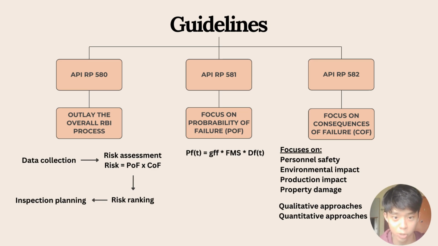It outlines an equation, which is PoF(t), probability of failure, equals GFF, which is generic failure frequency, times FMS, which is the management system factor, times Df(t), which is the damage factor as a function of time. The guideline established rules on how to get these values. The third guideline is API RP 582, which focuses on the consequence of failure, with emphasis on personnel safety, environmental impact, production impact, and property damage. It uses both qualitative and quantitative approaches.